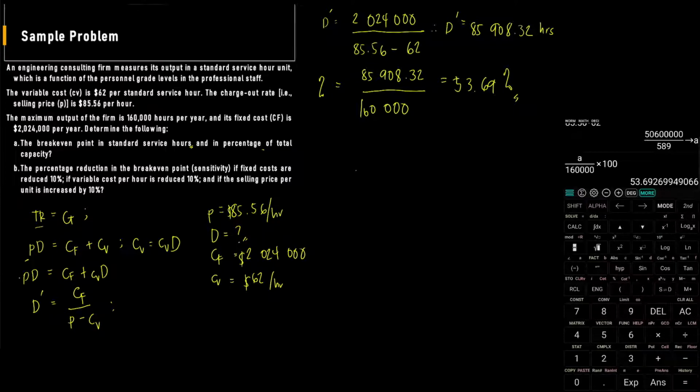Okay, next, yung percentage reduction in break-even point if fixed costs are reduced 10%. So if the fixed cost is reduced 10%, yung pangalawa, if variable cost is reduced at 10%, ito yung variable cost na 62. And then yung selling price is increased by 10%. So solve natin. So check natin. Gawin na lang nating D1. So kapag minus 10%, so 0.9 na lang to. Yung CF over para mas simple. P. CV.